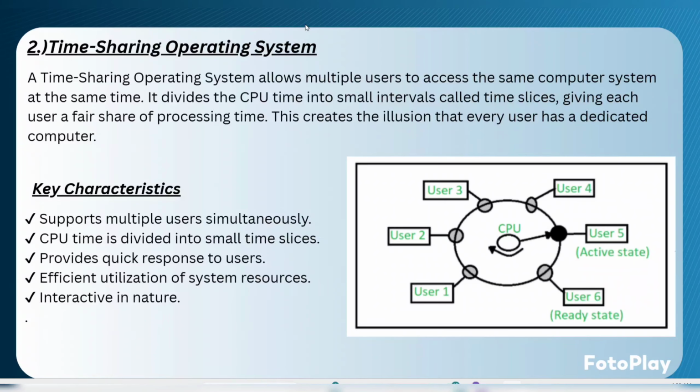Let us understand with a very simple example. Imagine one pizza is shared among 8 friends. Instead of giving the whole pizza to the first person, everyone gets one slice in turn. Because everyone receives their slice quickly, no one feels left out. Similarly, in a time-sharing operating system, every user gets a small share of CPU time repeatedly.